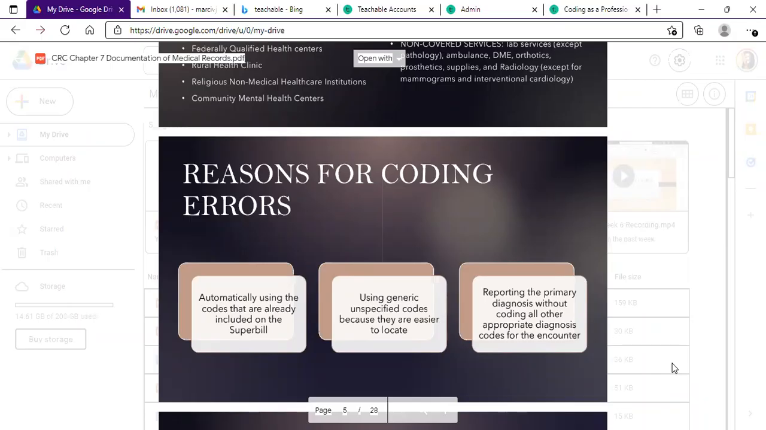So, reasons for coding error. There are different reasons where there can be errors in coding. Automatically using the codes that are already included on the superbill. The superbill is pretty much the codes that the physicians or the clinicians add to the chart. When they see a patient, they're going to add the codes on the chart.